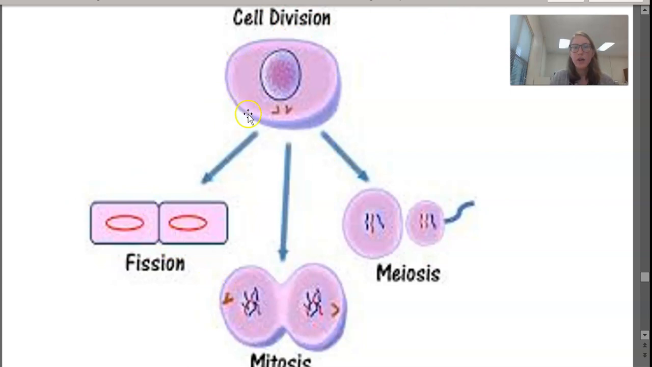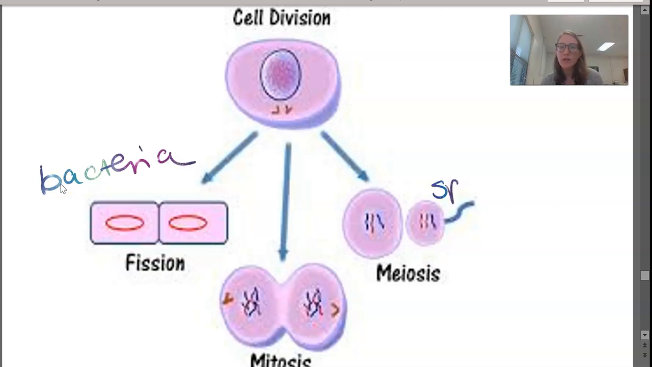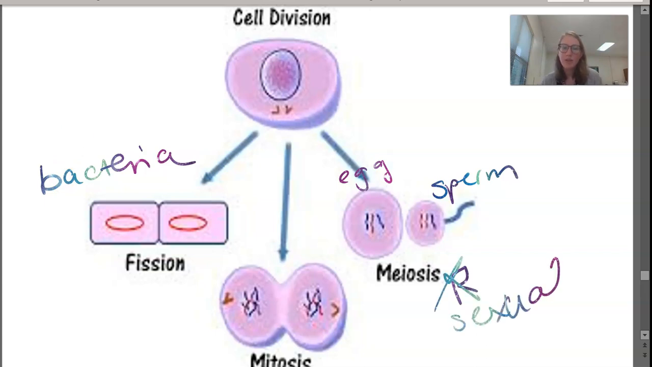All right, so this just shows different ways that organisms can reproduce or divide, your cell division. So remember, fission is for bacteria. Meiosis is how we make sperm cells or egg cells, and this is sexual reproduction. I'm trying to erase that. I can't erase it. And then mitosis is how everything else pretty much works, like your skin cells and things like that. It's making a clone.